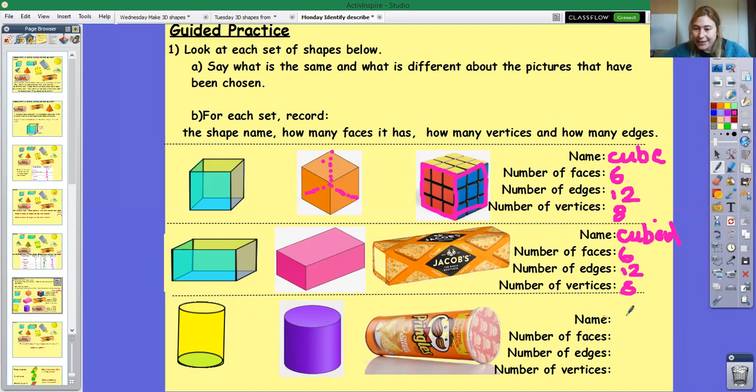And then looking at this one, it's a cylinder. I'll just write cyl. Okay, we've got 3 faces. And again, it doesn't matter even if that shape is solid because I can see that face at the bottom as well as the top, and then the one that's curved. And it doesn't matter on the Pringles tube either, I could see that curved face at the back, okay? And so we can still see that there are 2 curved edges and there are no vertices. So hopefully you got the same as me.